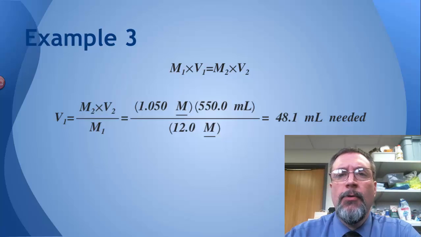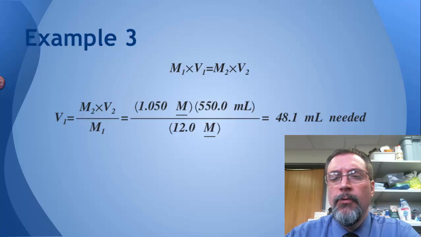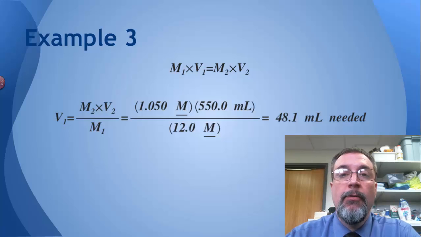The nice thing about this formula is you don't have to put your volume in liters, because whatever unit your volume is in, that's the unit that comes out at the end. So M2 and V2 are 1.050 molar and 550.0 milliliters, and M1 is 12.0 molar. Molar cancels, and you're left with just milliliters: 48.1 milliliters. That means I need 48.1 milliliters of my stock solution, and then I add enough water to reach a total volume of 550 milliliters.